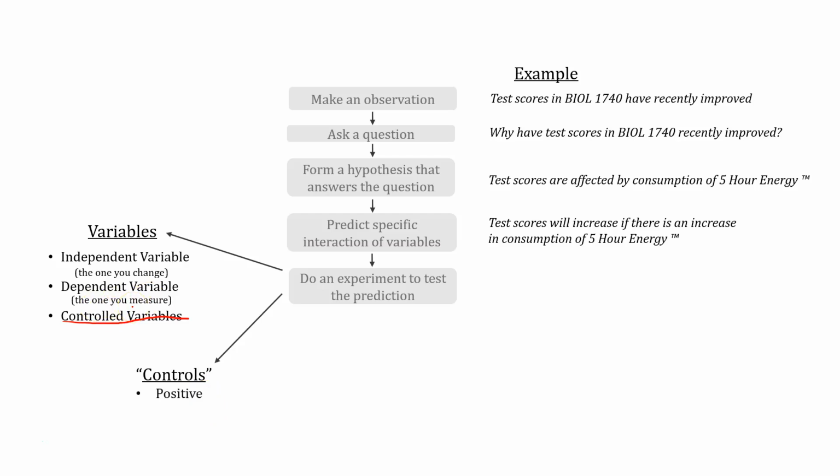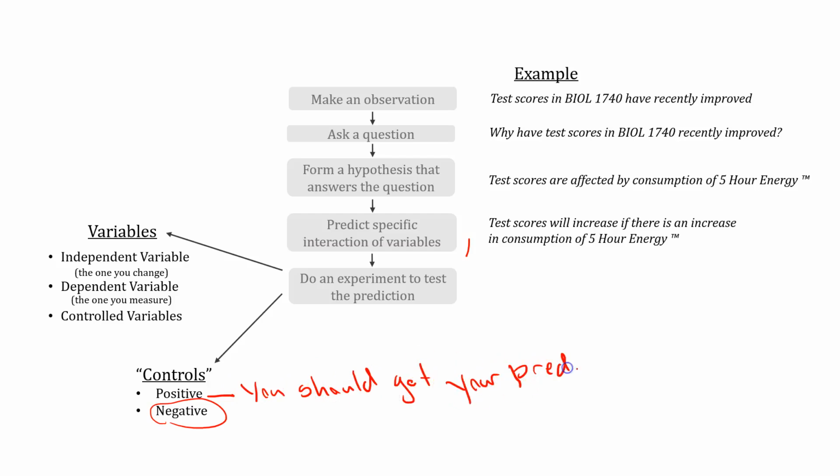So you could have a positive control and a negative control. And the difference between these is that a positive control, the way you could think of it, is that it's a situation in which you should get your predicted result, from your prediction here. And the negative control is just the opposite, that you should not get your predicted result.